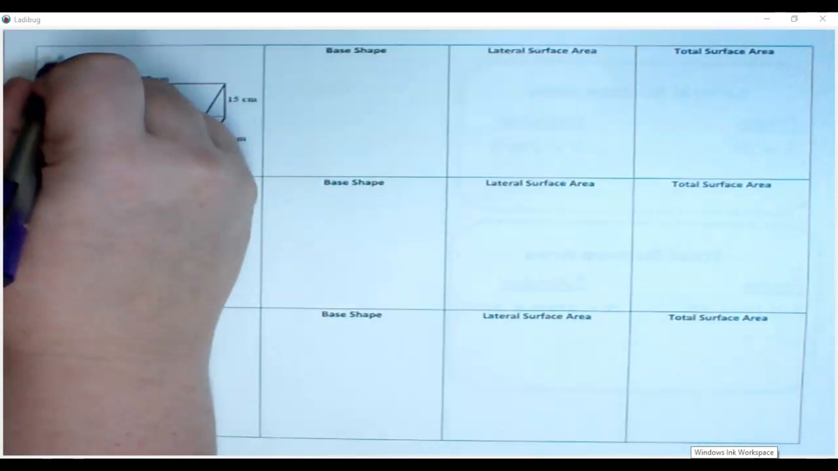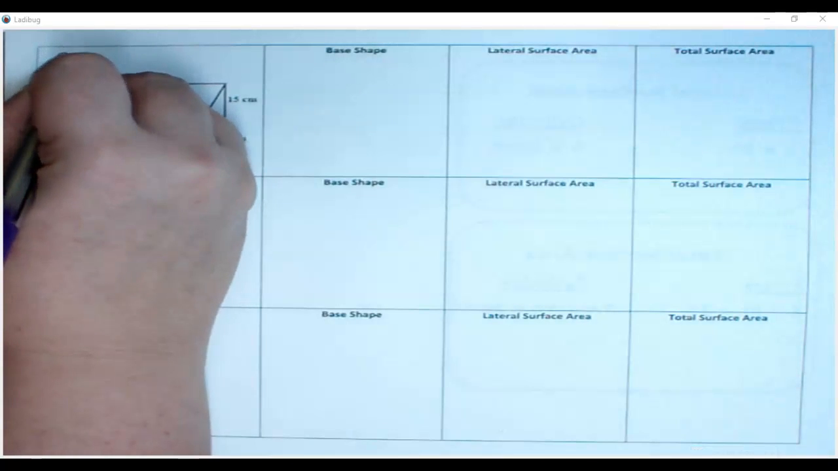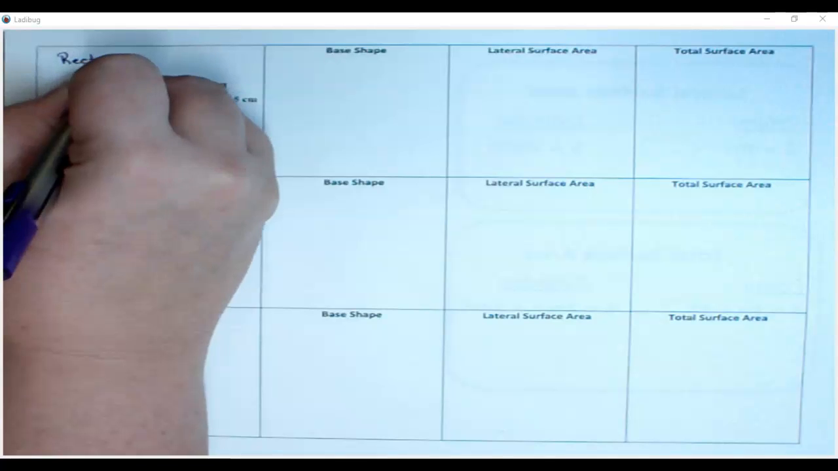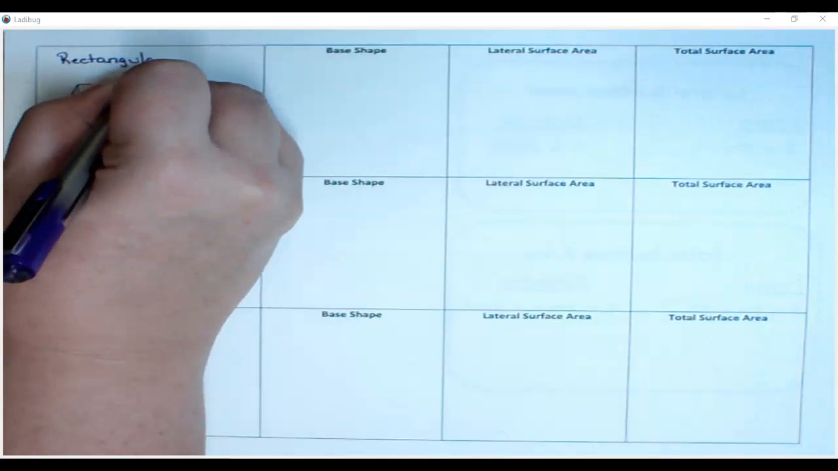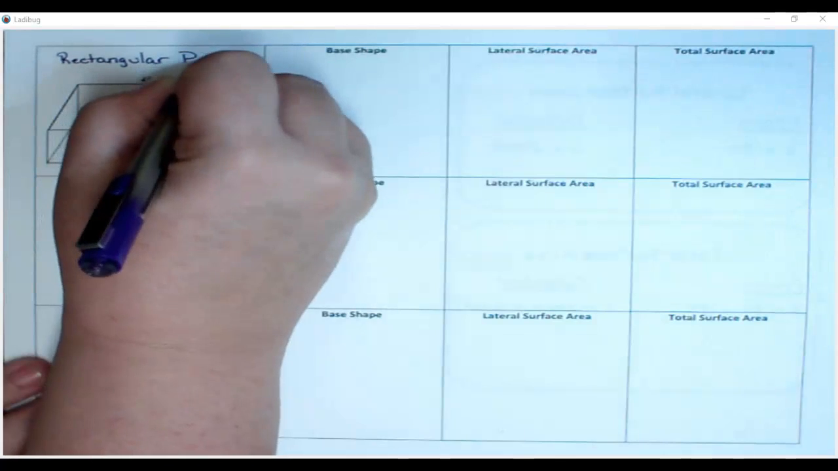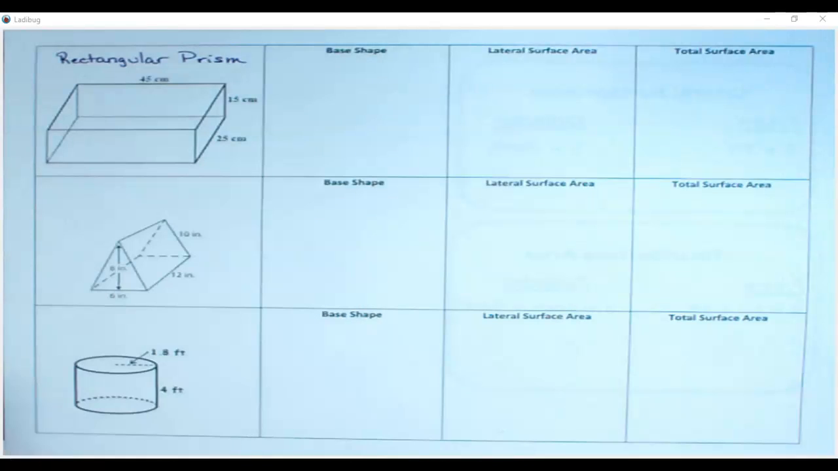It is a rectangular prism. So we're going to go ahead and label it. It is a rectangular prism. That means that its bases must be rectangles. Remember, we always get the name of the shape from the base figure. Rectangular prisms mean we need rectangular bases.